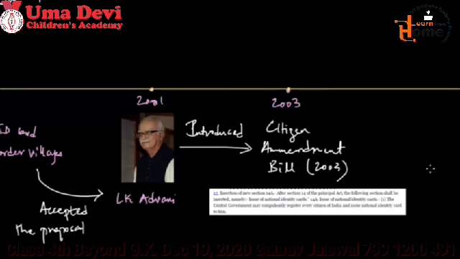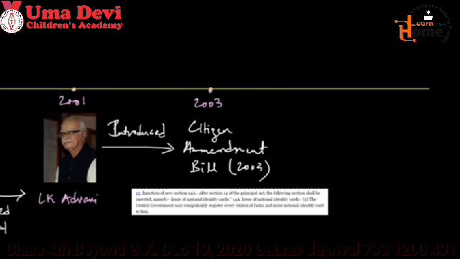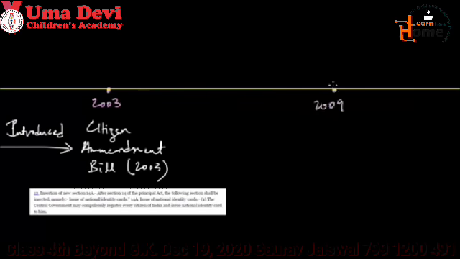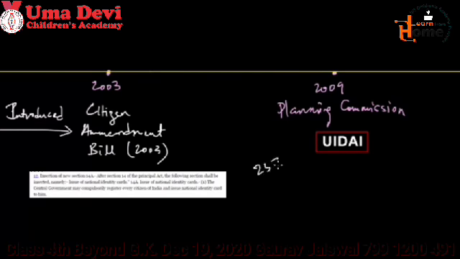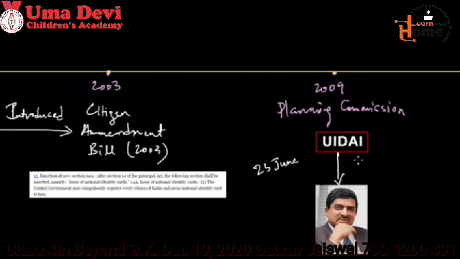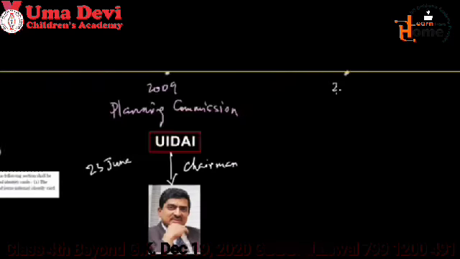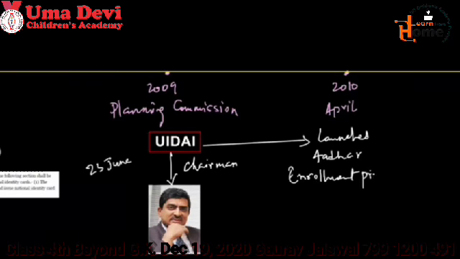Now this reminds me of my school days. Now after a gap of 6 years, in 2009, the Planning Commission issued a notification to establish a department called the Unique Identification Authority of India, UIDAI. On 23rd June 2009, Nandan Nilekani, who is the co-founder of Infosys, was made the chairman of this newly formed body, UIDAI. In April 2010, the UIDAI launched the Aadhaar enrollment process, started providing training programs to the personnel who were involved, and that's how the process kicked off.